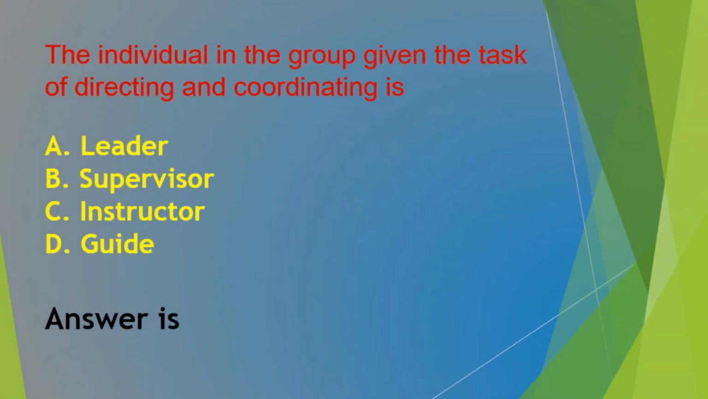The individual in the group given the task of directing and coordinating is A. Leader, B. Supervisor, C. Instructor, D. Guide. Answer is B. Supervisor.